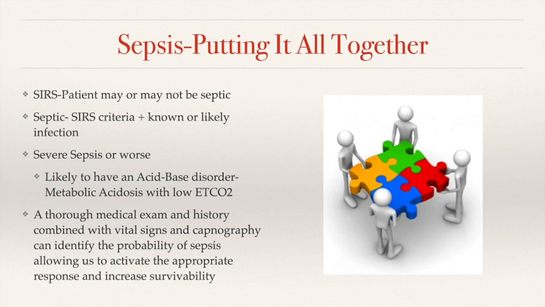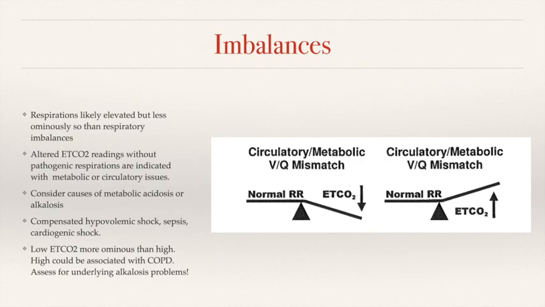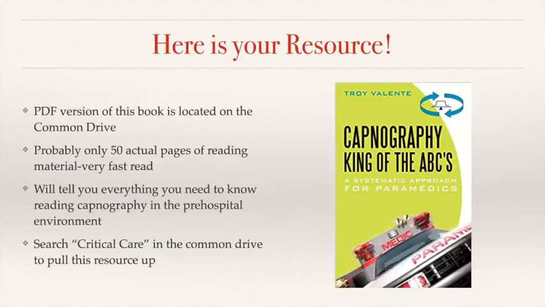Now, last slide, putting it all together. SIRS, Systemic Inflammatory Response Syndrome. The patient may or may not be septic. Septic is when our patient meets SIRS criteria plus a known or likely infection. Severe sepsis or worse, they're likely to have an acid-base disorder, metabolic acidosis with low end tidal CO2. So here is what we're going to be looking at, this circulatory metabolic mismatch.